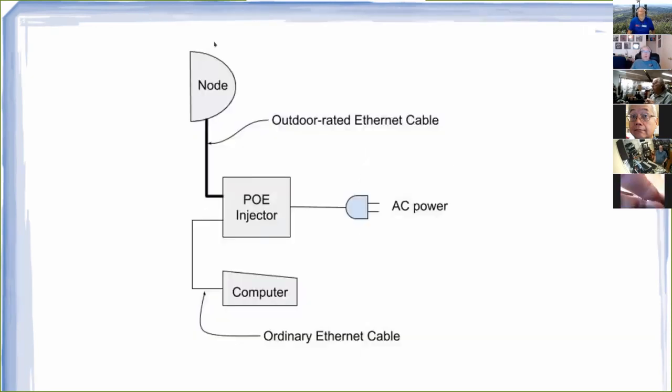So if you buy one of these things, what do you get? You get the node. It becomes a node when you load the AREDN software on your access point. And you get the PoE injector and the AC power cord for it. The Ethernet cable from your computer goes in one port, and the data from your computer and the 24 volts from the PoE injector go up the outdoor rated cable to your node. That's great, but this has got to be a dedicated computer. There's better ways to do it.